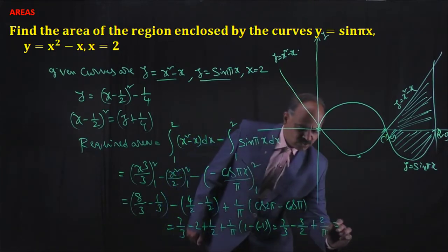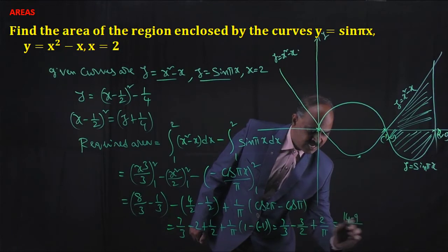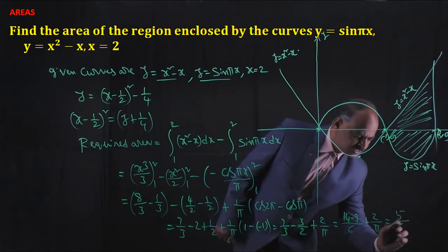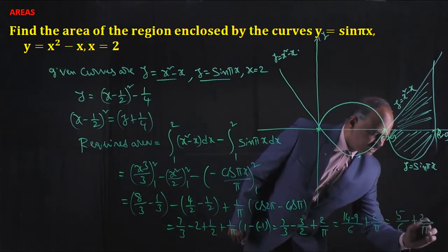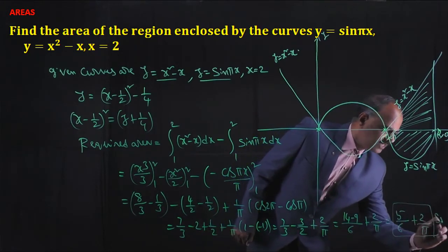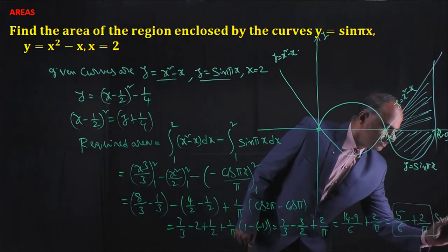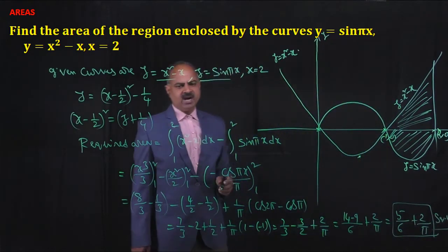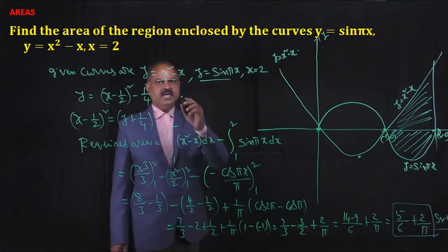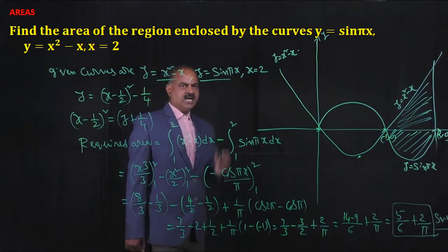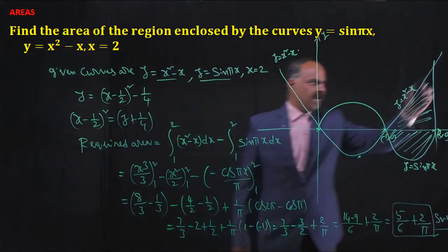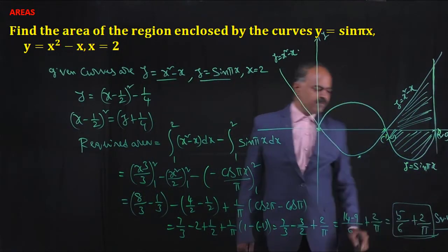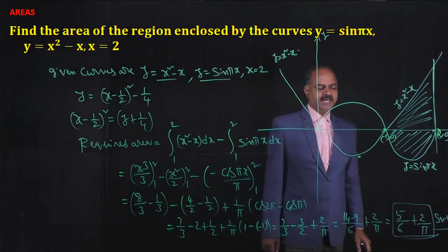Now this is equal to here 14 minus 9 by 6 plus 2 by pi. So that is equal to 5 by 6 plus 2 by pi square units. Therefore, the area of the region bounded by the curves y equal to x square minus x and y equal to sin pi x and x equal to 2 is 5 by 6 plus 2 by pi square units.